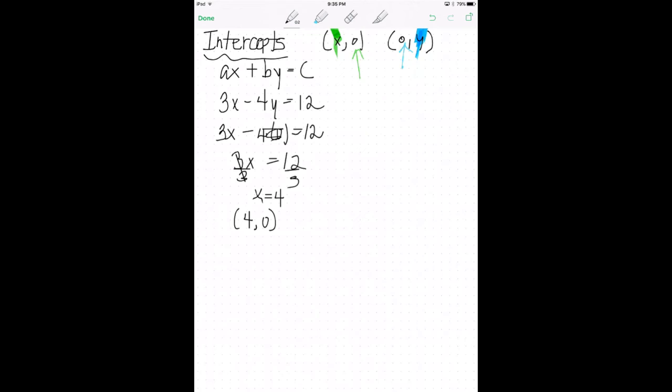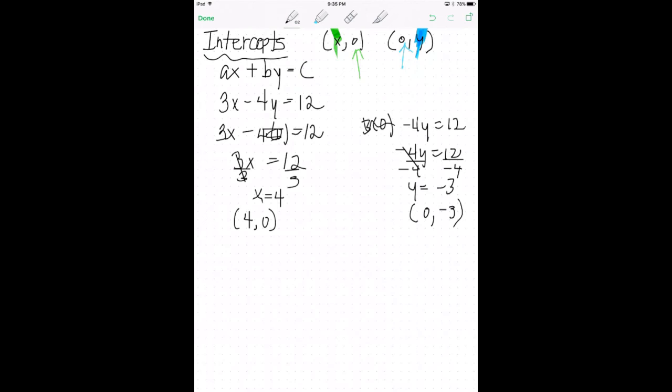So you would get 3 times 0 minus 4y is equal to 12. That's just going to 0 out. So you get negative 4y is equal to 12. Divide by negative 4. And so y is equal to negative 3. That's your y-intercept. So that's going to be the point (0, -3).